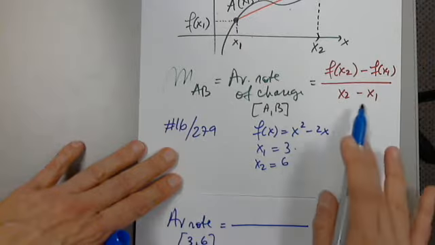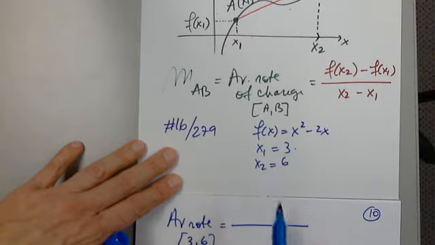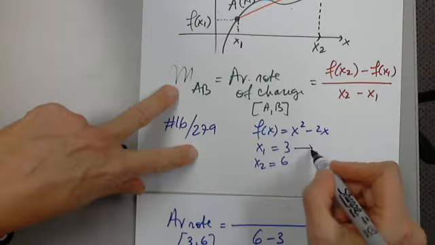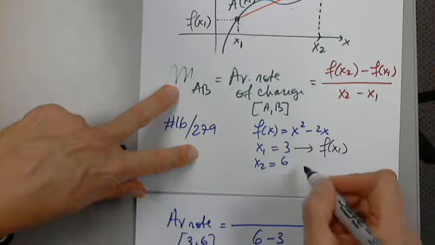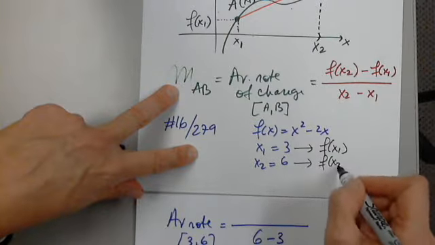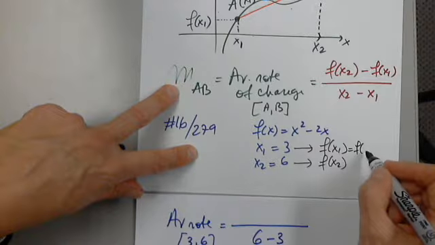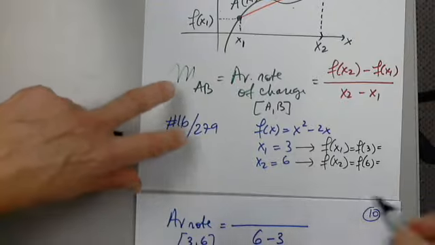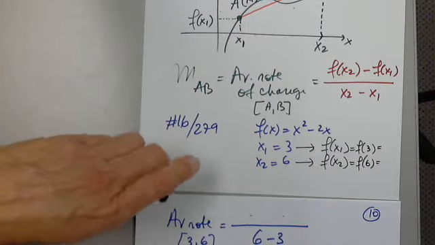Okay, the denominator is very clear. It's x2 minus x1, 6 minus 3. But now what do I do with the numerator? How do I determine the numerator of this average rate of change? Very good. So then I will have to identify and determine f of x1. I will have to determine f of x2. In this case it will be f of 3. In this case it will be f of 6. Without these two numbers, I cannot finish my work.